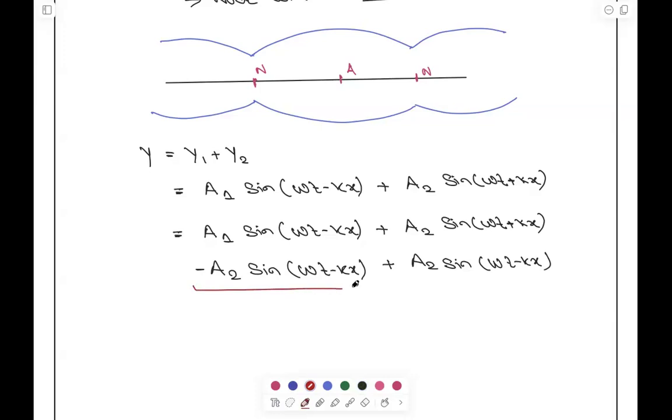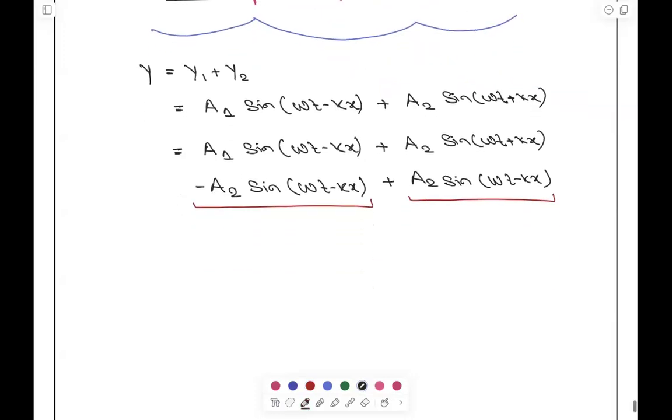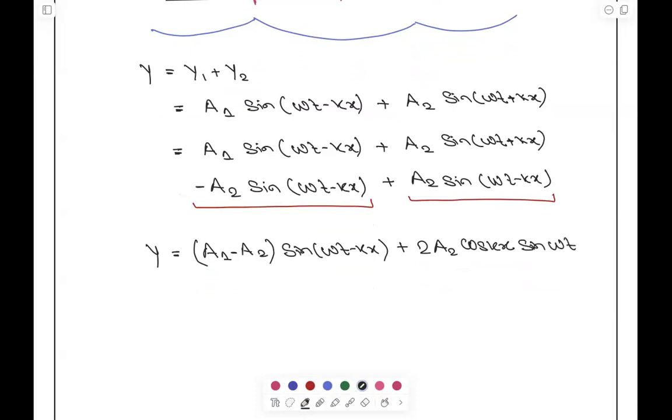Solve these two, write it down. What will you get? Y will be: the upper one will give a1 minus a2 sin omega t minus kx, and this will again become 2a2, which we read above, cos kx sin omega t.